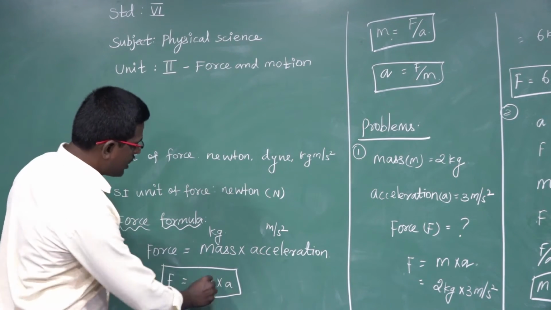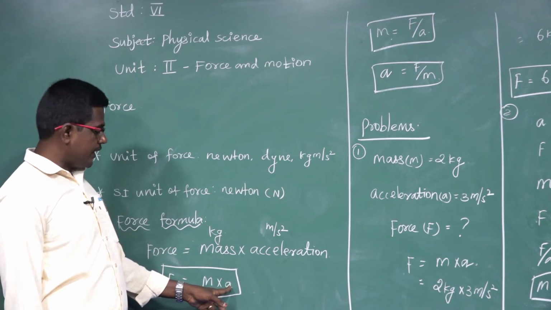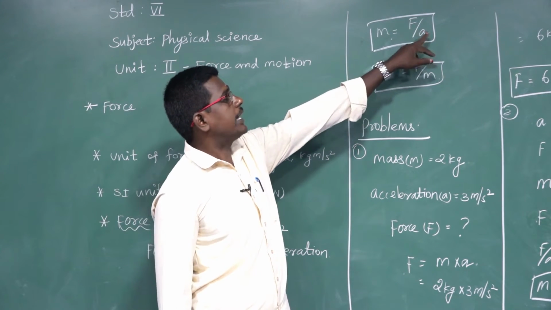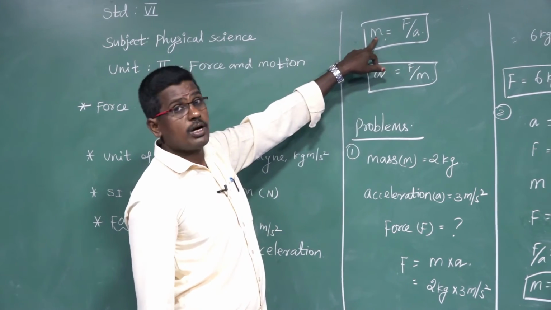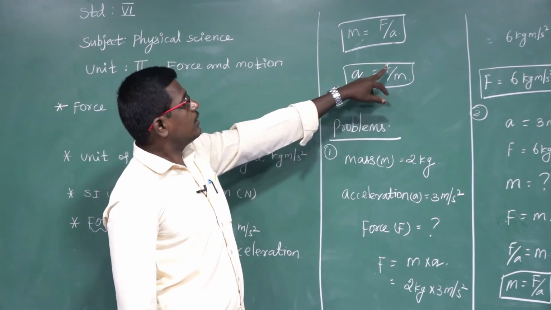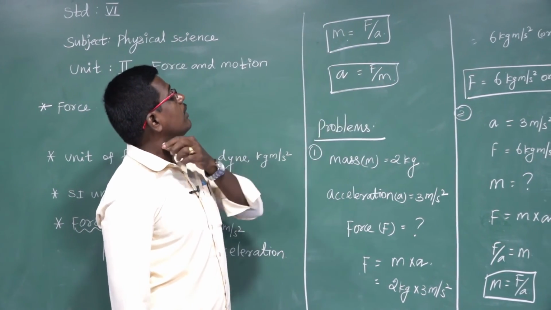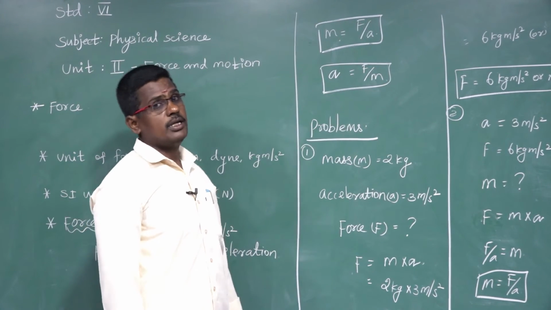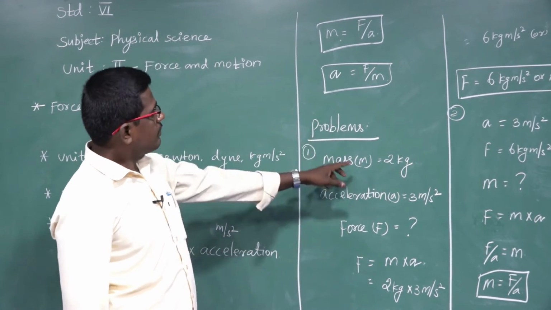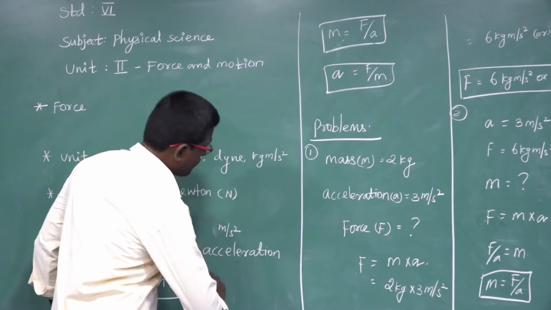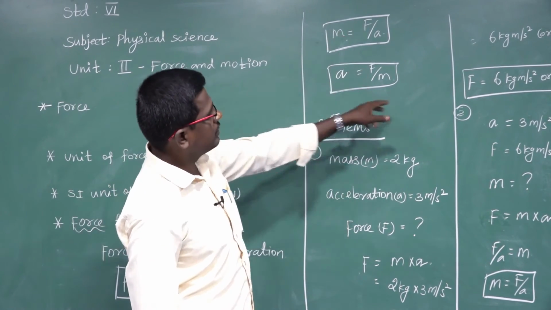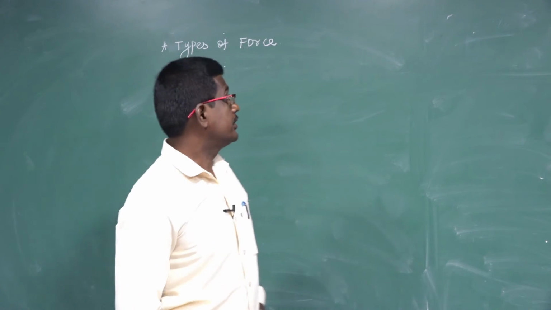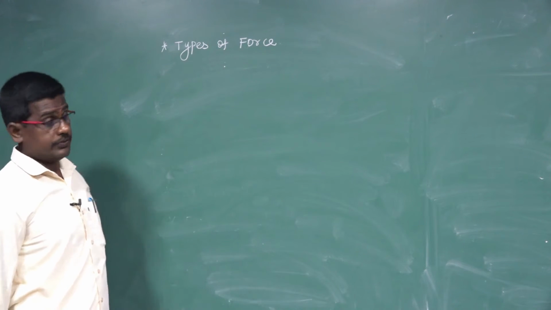Given the mass value and acceleration value, find the force using this formula. Given the force value and acceleration value, find the mass. Given the force value and mass value, find the acceleration using A equals F divided by m. So these three model problems are completed.